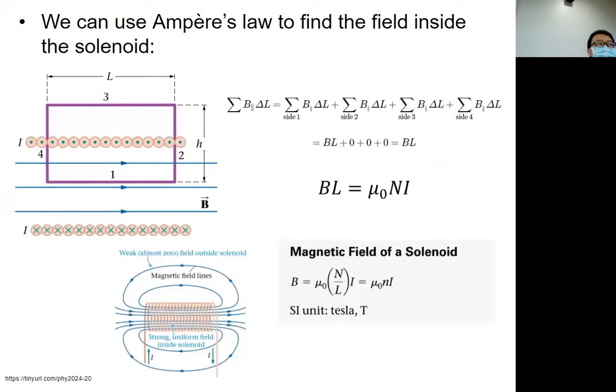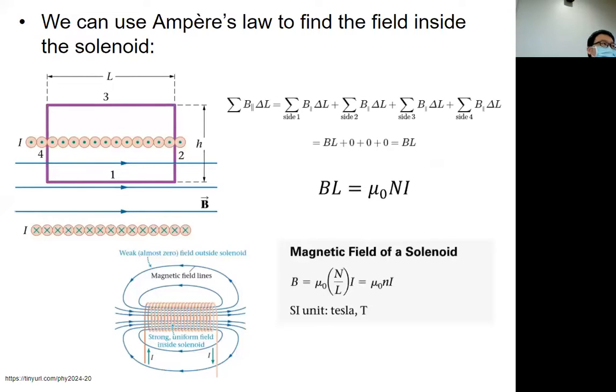So the summation on side 2 of B parallel should be 0, because the B field is in the horizontal direction and side 2 is in the vertical direction. Side 3, B parallel just outside the solenoid is very weak, so that would be 0 times delta L, which gives you 0 again. Side 4 will again be B parallel to the path times the length of side 4. The B field is in the horizontal direction and side 4 is in the vertical direction, so again that B parallel will be 0.